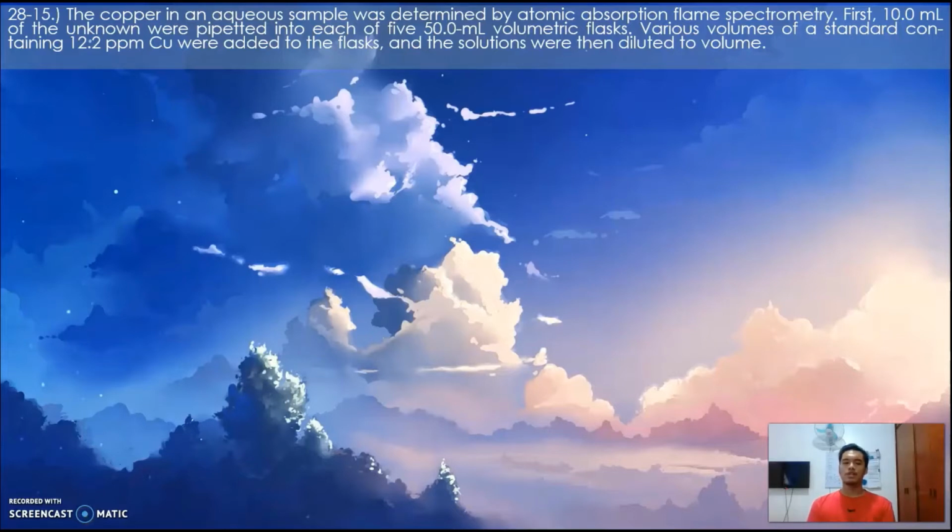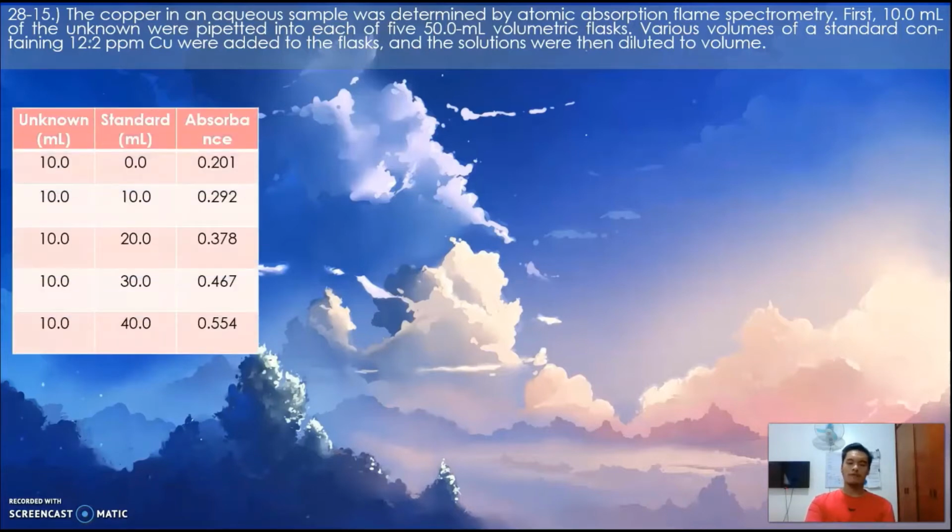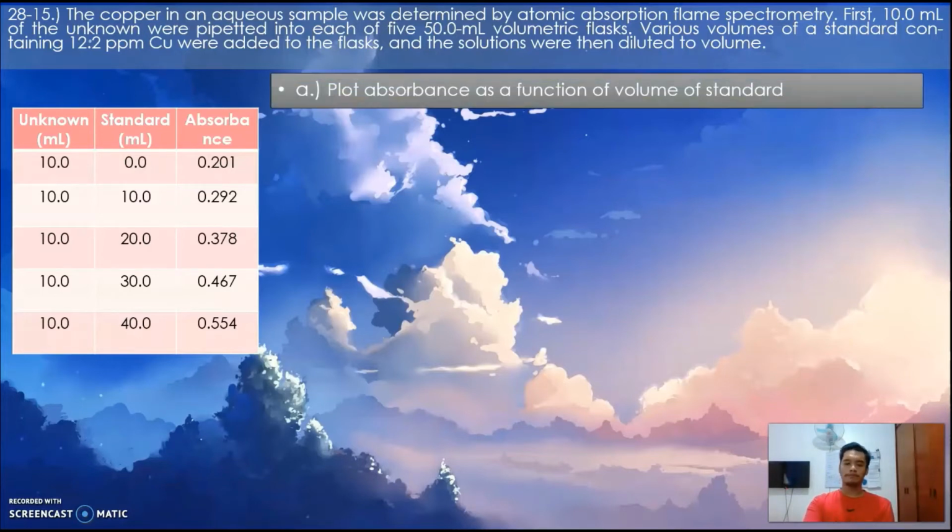Various volumes of a standard containing 12.2 ppm copper solution were added to the flask, and the solutions were then diluted to volume. A table of numeric data is given. So we have the unknown, which is 10 milliliters, standard, which is with intervals of 10 from 0 to 40, so 0, 10, 20, 30, 40, and their absorbance is given.